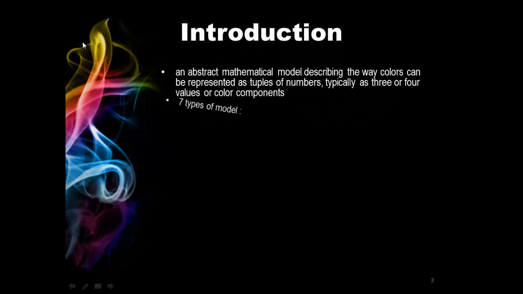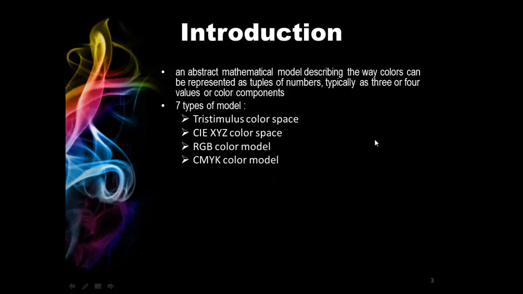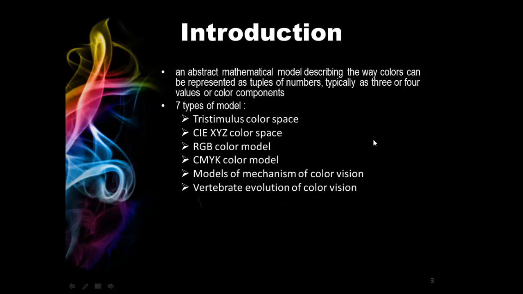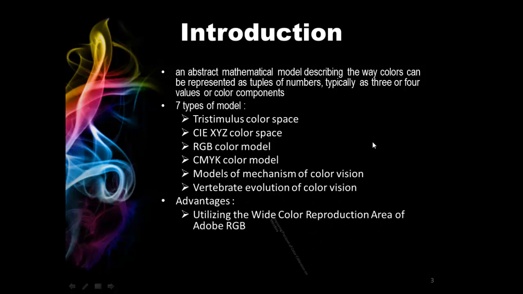Introduction. A color model is an abstract mathematical model describing the way colors can be represented as tuples of numbers, typically as 3 or 4 values or color components. There are 7 types of models: Tristimulus color space, CIE XYZ color space, RGB color model, CMYK color model, models of the mechanism of color vision, and vertebrate evolution of color vision.